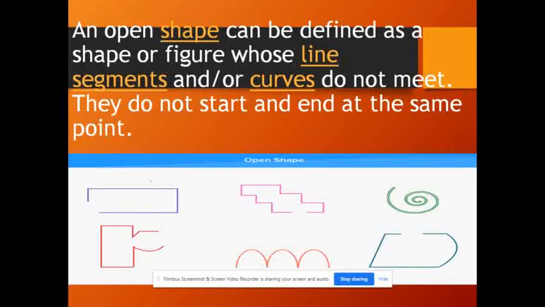Open shape. An open shape can be defined as a shape or figure whose line segments and/or curves do not meet. They do not start and end at the same point. Look at these diagrams. From this, there is a break between their starting and ending. They do not meet at the same point. That's why we call these open shapes. I hope you understand the difference between open and closed shapes.